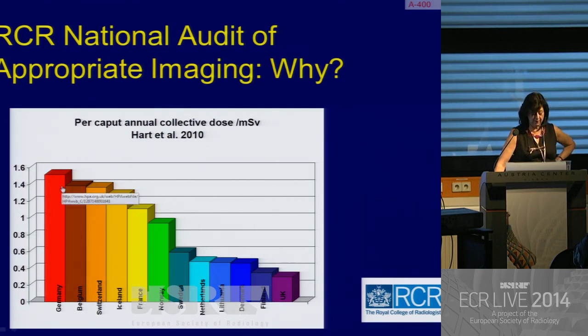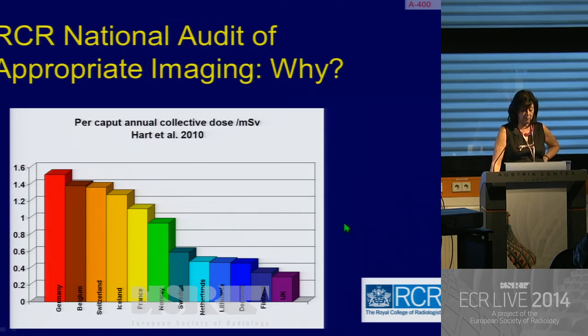Well, I think this graph is very telling. This is the per caput annual collective dose in millisieverts across some European countries. And you can see that Germany is up here, Belgium, Switzerland, Iceland, France, and the Scandinavian countries, Denmark, Finland, Lithuania, and the UK are much lower. Now, why is that? It's interesting, isn't it?